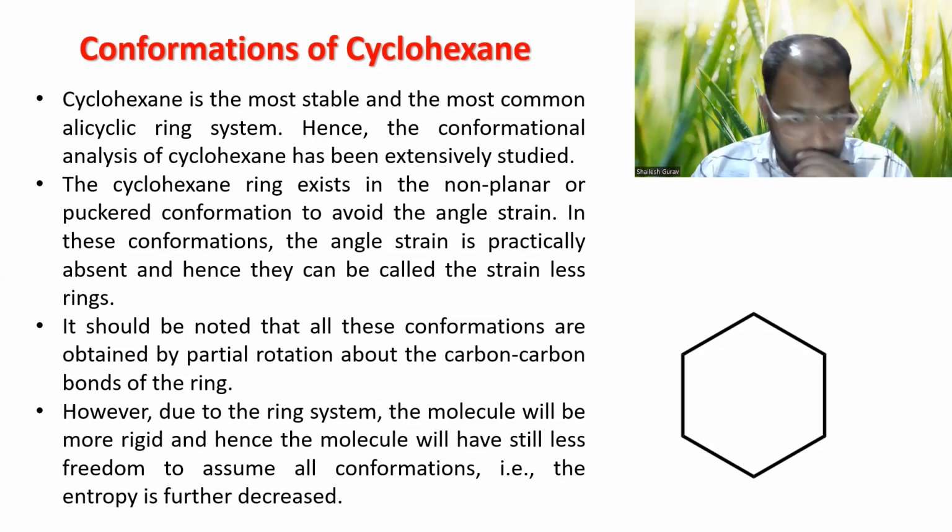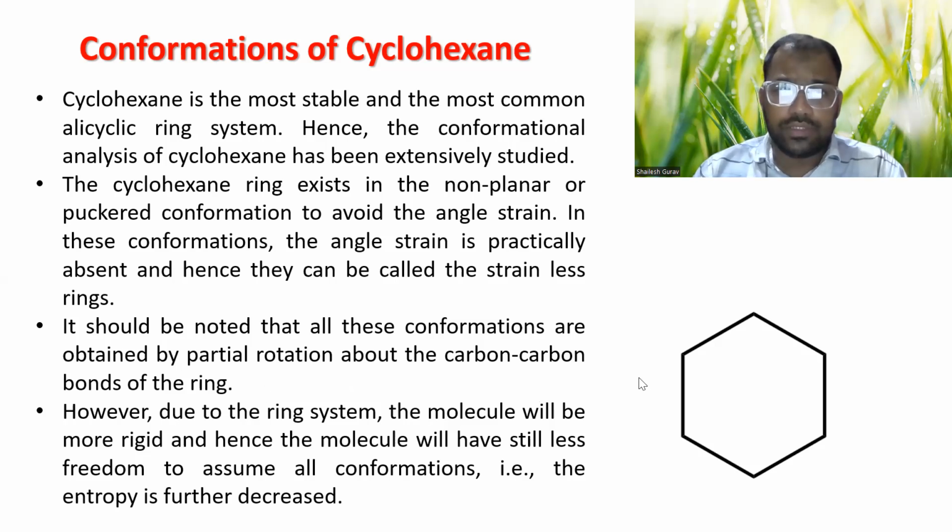It should be noted that all these conformations are obtained by rotation or partial rotation about the carbon-carbon bond. We can see here all these carbon-carbon sigma bonds. The different conformations of cyclohexane rings are obtained by partial rotation, because these atoms are held by the ring system. The atoms are part of the ring system, that's why full rotation is difficult over here. So partial rotation takes place about the carbon-carbon sigma bond.